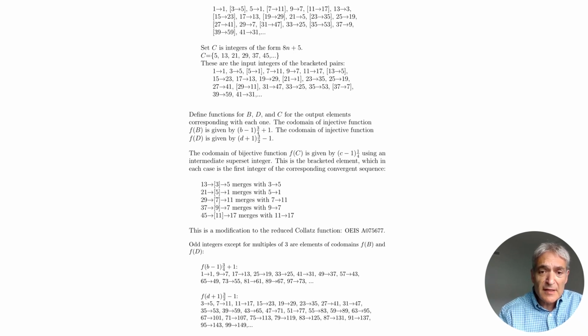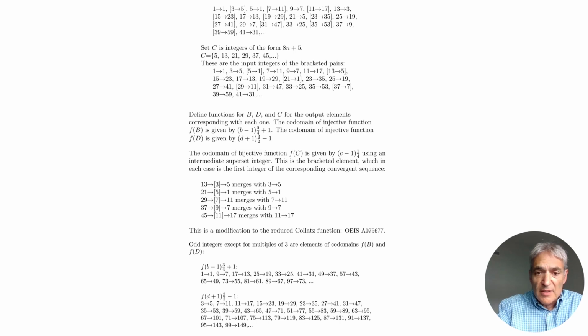45 has an intermediate integer 11 before reaching output 17. You don't see that 11 unless you take 11 as the first input, in which case the output is 17. So I hope I've elaborated a little bit on what these superset integers are and how important they are to solving the conjecture. So this is a modification to the reduced Collatz function OEIS A075677.